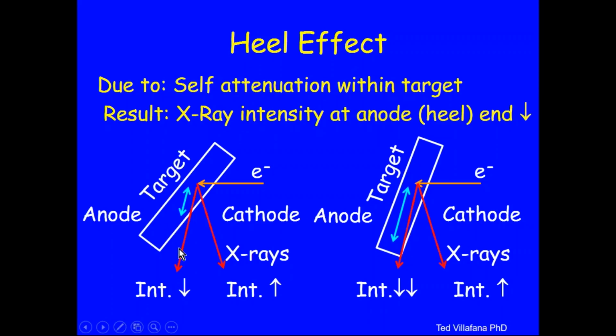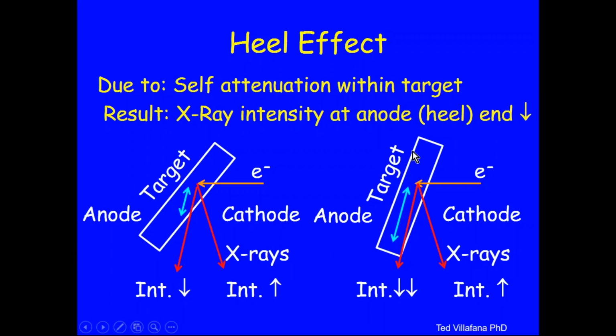So that the emerging X-ray intensity is a little lower on the anode side. The anode side is also called the heel side, or the heel end of the tube. And there's your non-uniformity. One end of the tube is low X-ray intensity. The other end is high intensity.